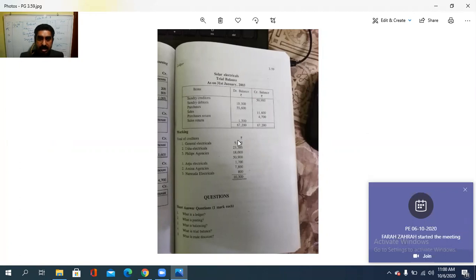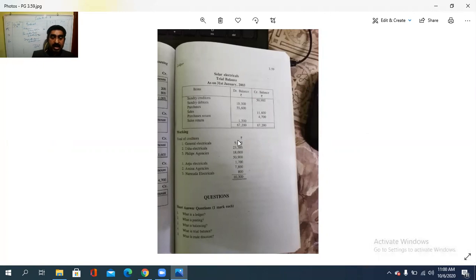I think this is the second module, third module, that is, the ledger and also the subdivisions of the journal.